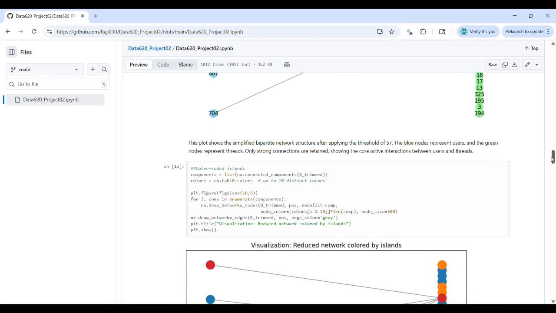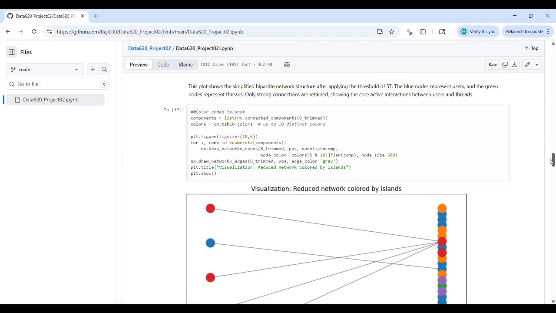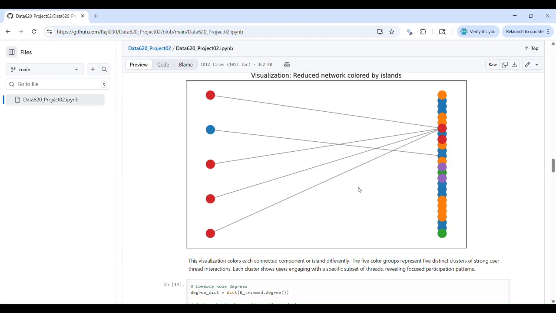And then again we visualize the reduced network colored by islands. This visualization colors each connected component or island differently. The 5 colored groups here represent 5 distinct clusters of strong user-thread interactions, and each cluster shows users engaging with a specific subset of threads, which reveals focused participation patterns.